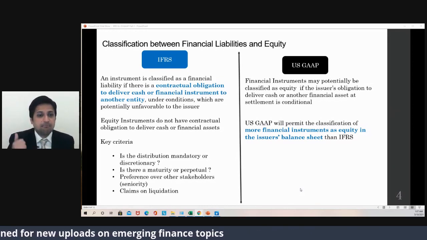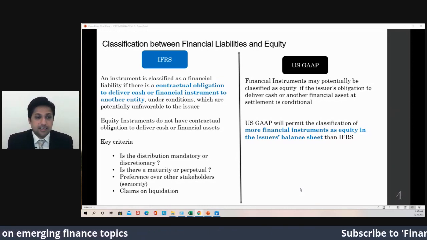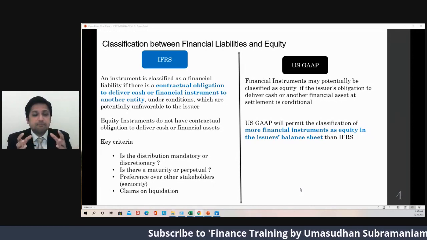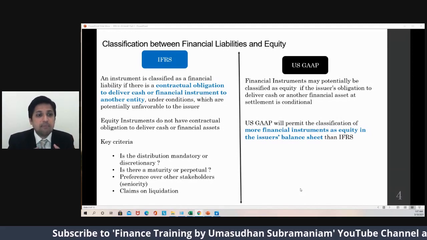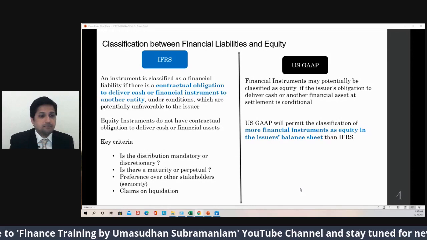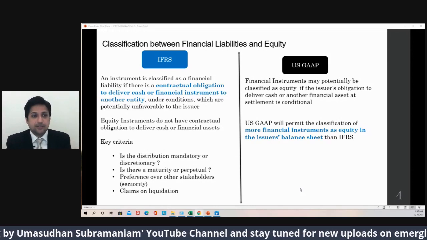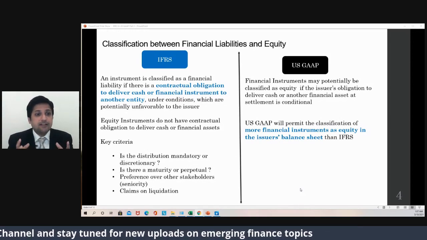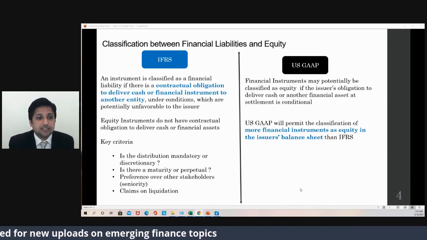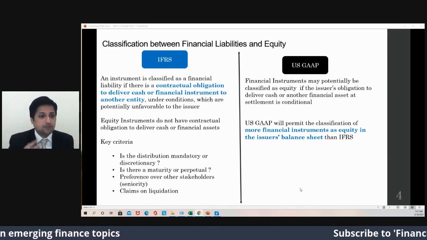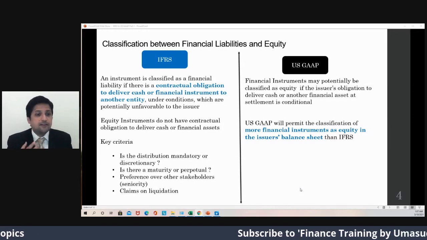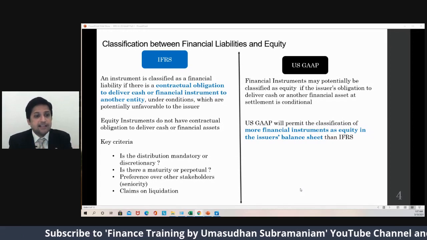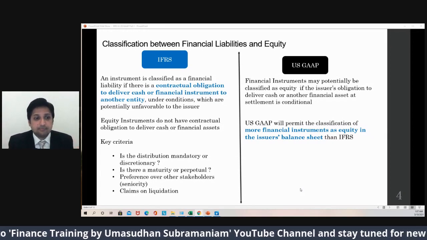Is the distribution mandatory or discretionary? If you look at a bank loan or a bond liability, the interest payments on such liabilities are mandatory, regardless of the company's profitability and liquidity. However, if you look at ordinary shares, the dividend distributions on such instruments are discretionary. An organization can decide whether to pay dividends or not, depending on their profitability, liquidity, and future investment plans.